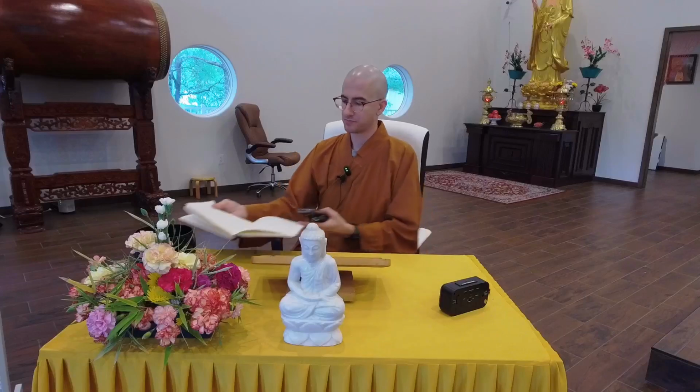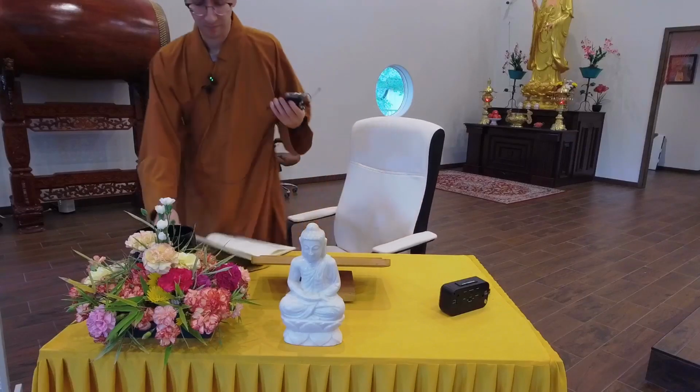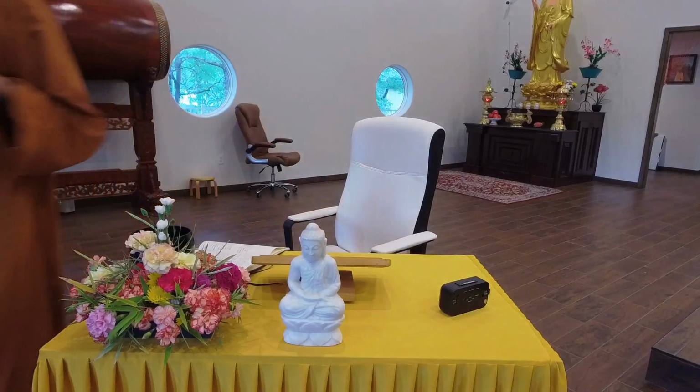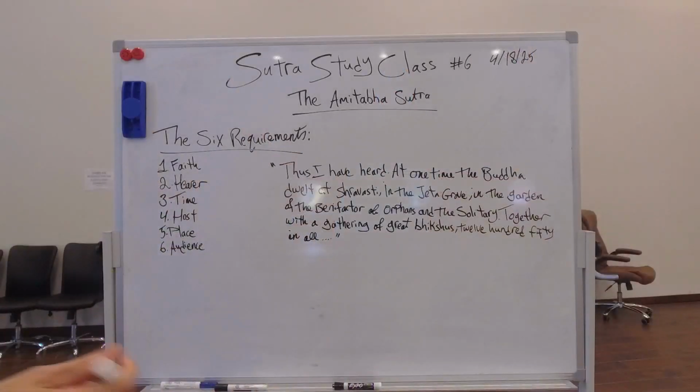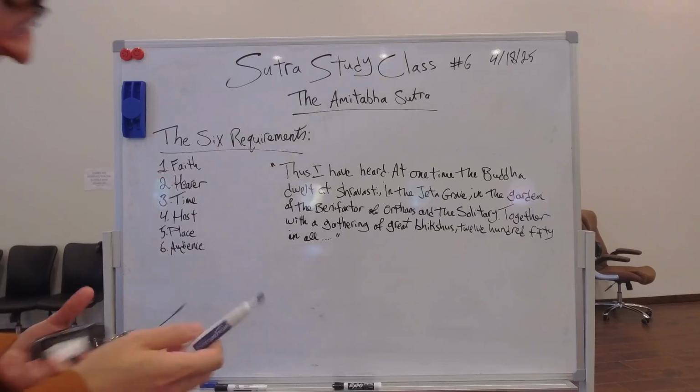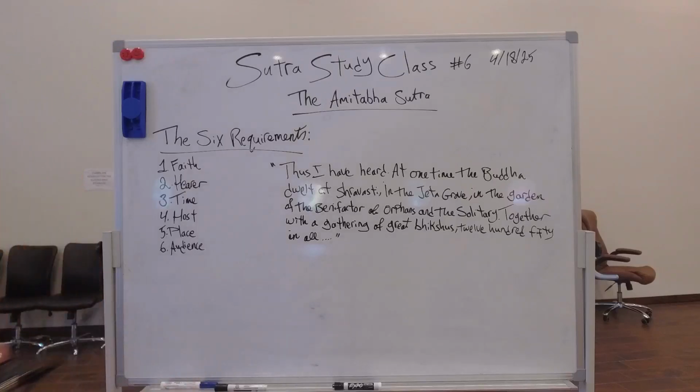And so for at least the Amitabha Sutra, again, any sutra, has, thus I have heard, at one time the Buddha dwelt at Shravasti, in the Jeta Grove, in the garden of the benefactor of orphans and the solitary, together with a gathering of great bhikshus, 1,250 in all, great arahats, whom the assembly knew and recognized, etc., etc. Of the Amitabha Sutra.